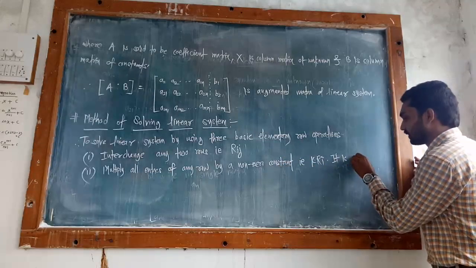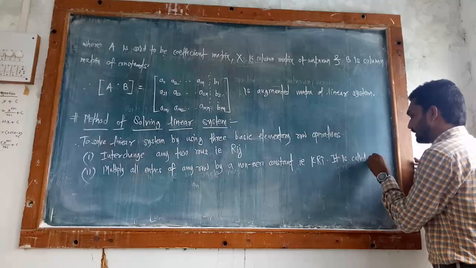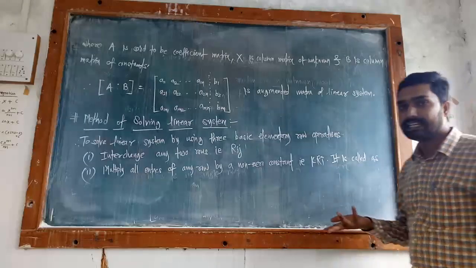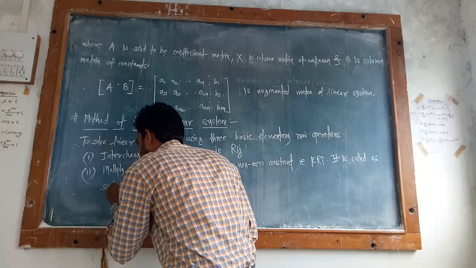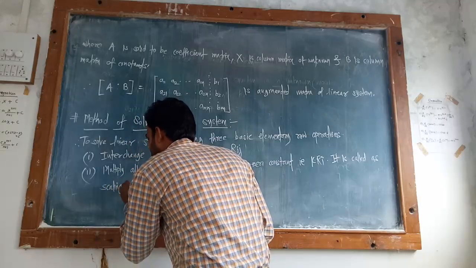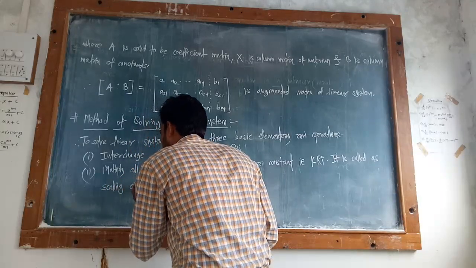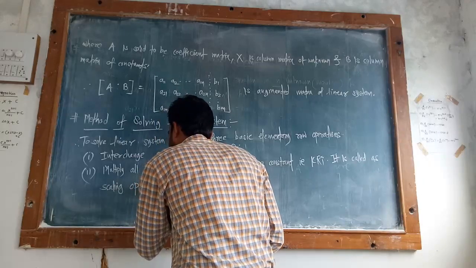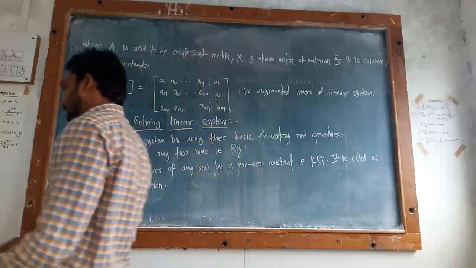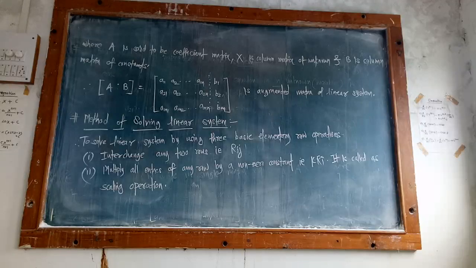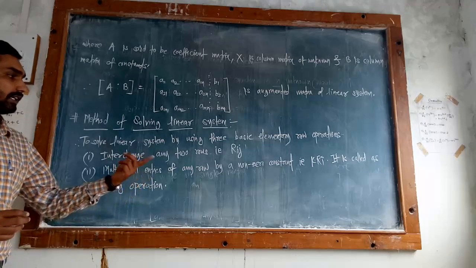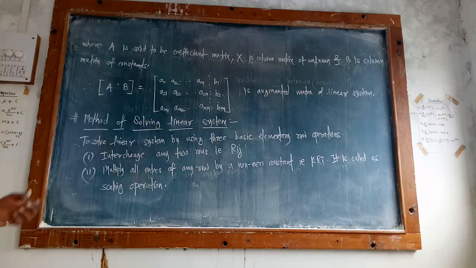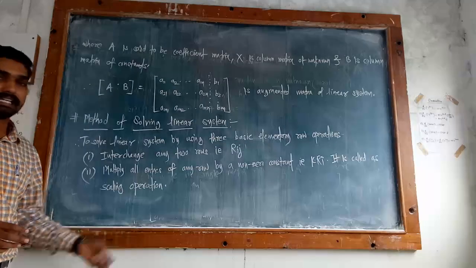This operation kRi is called the scaling operation. Okay, what do you mean by scaling? We have to multiply by a scalar, where k is a scalar constant. We multiply the scalar to all entries of any row. This operation is called the scaling operation.